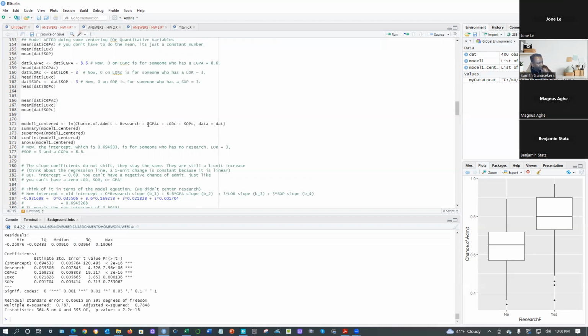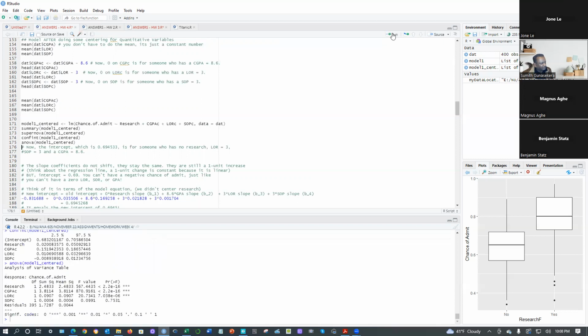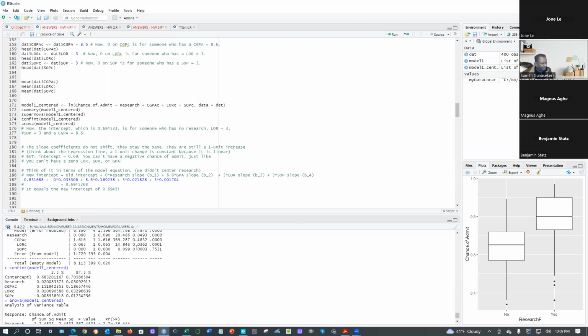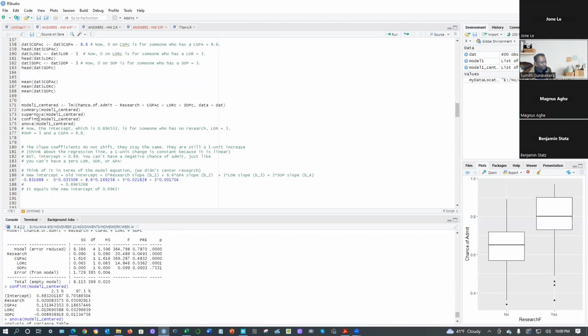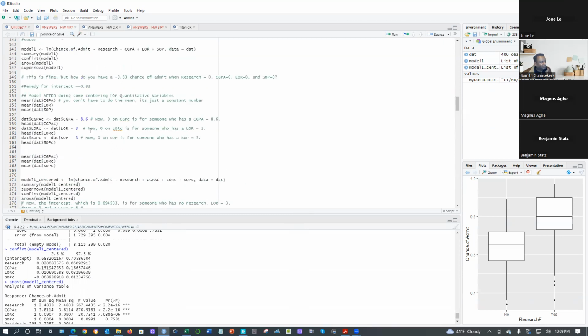Okay, so see research, CGPA, this one. You want to run ANOVA, confidence levels, those things. The slope coefficients do not shift. You can see the slope. What do you mean by the slope? What are the slopes? The slopes are the coefficients D0, D1, D2, D3. Those are the slopes with respect to these axes. Let me see here.